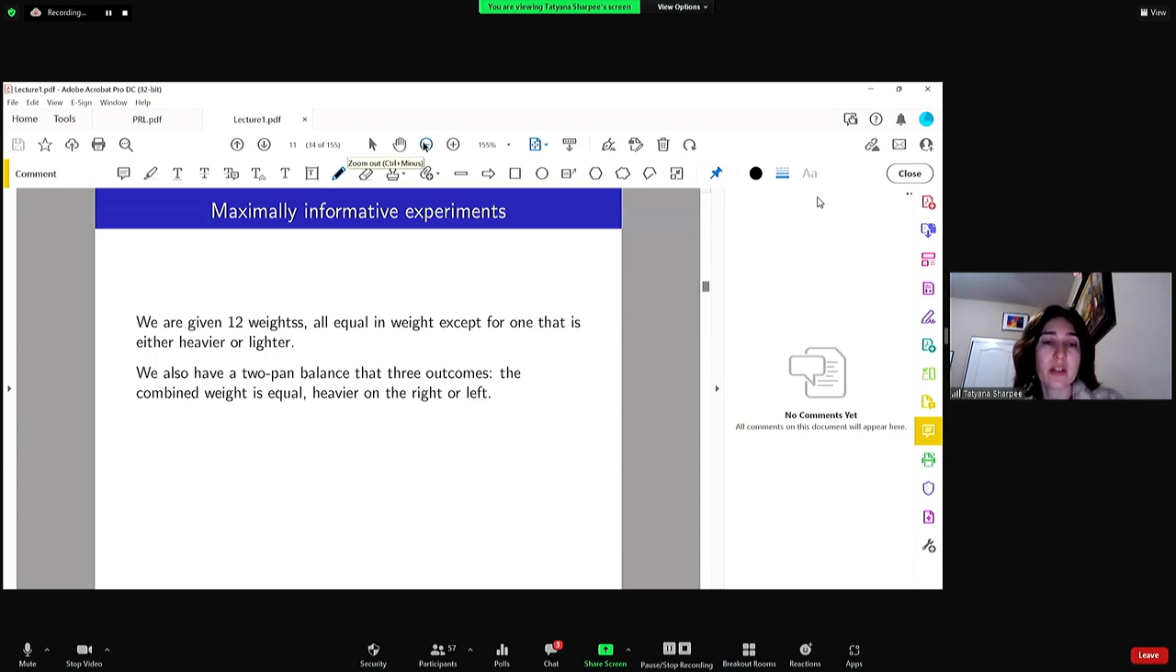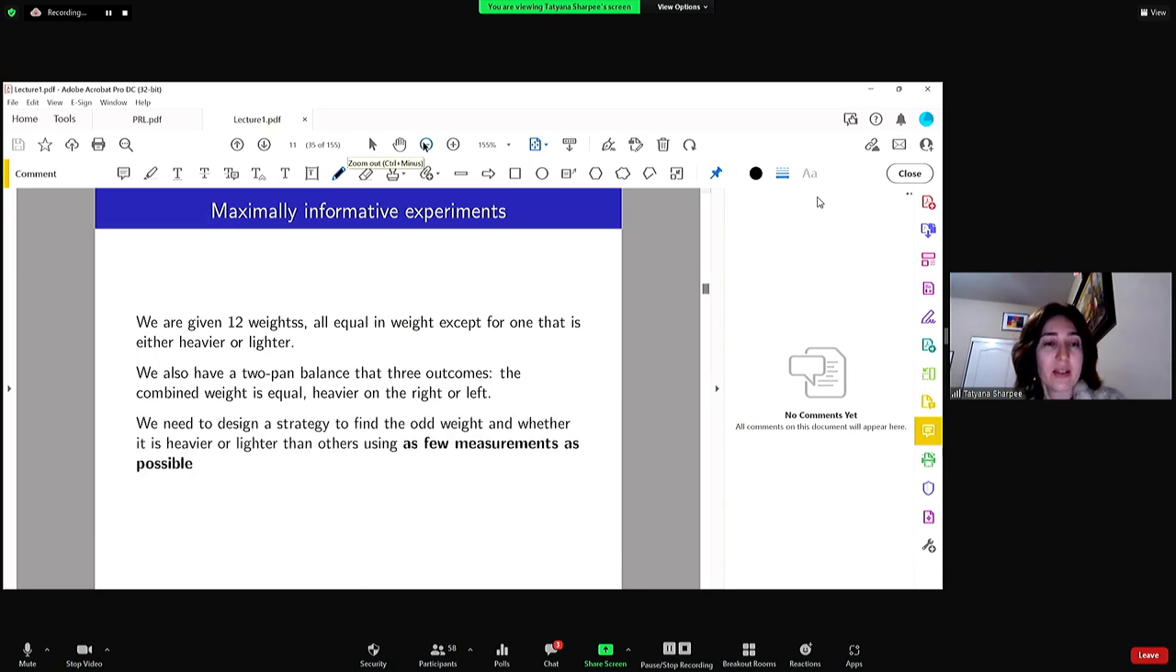We have a two-pan balance that has three outcomes. The combined weight is equal, heavier on the right, or heavier on the left. So we have a three-outcome measurement device. So we need to design a strategy to find the odd weight and whether it is heavier or lighter than the others, using as few measurements as possible. So we are starting with 12 weights. So how would you proceed? That's a question for the audience.